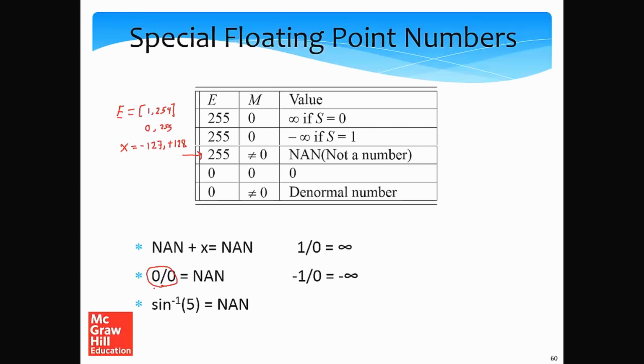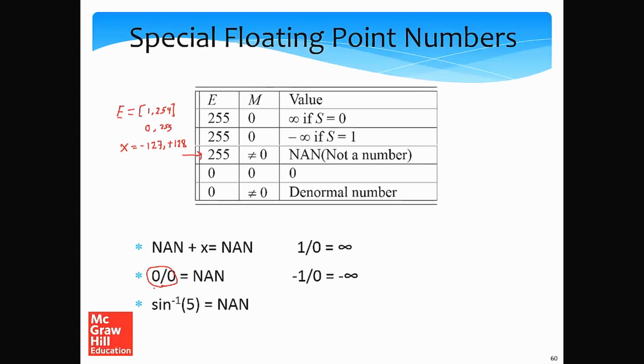Any arithmetic expression that has a NaN will always evaluate to NaN. So NaN plus NaN is equal to NaN, NaN minus NaN is equal to NaN, NaN plus any other number is equal to NaN. The moment any part of an expression evaluates to not a number, the entire expression will evaluate to not a number.